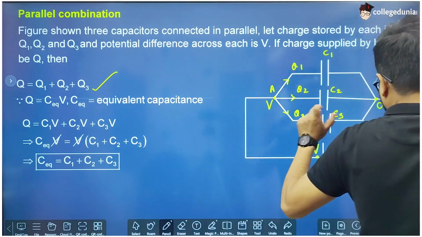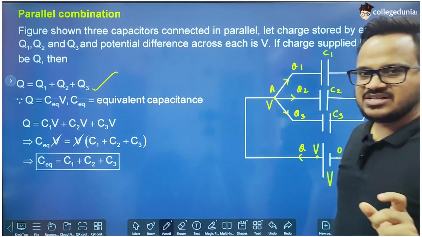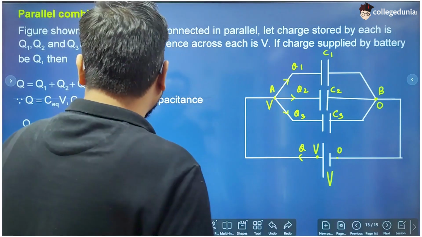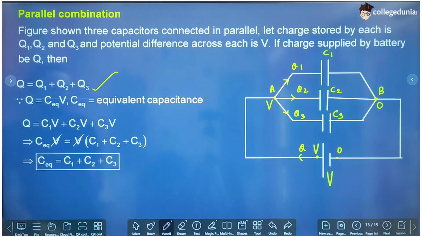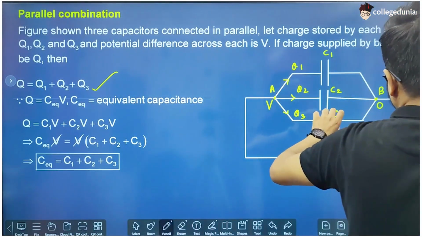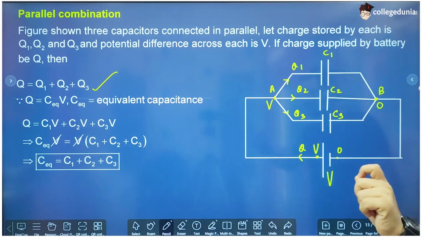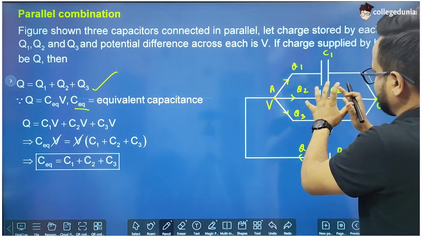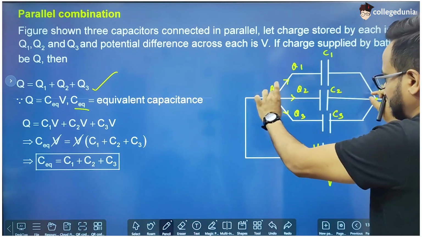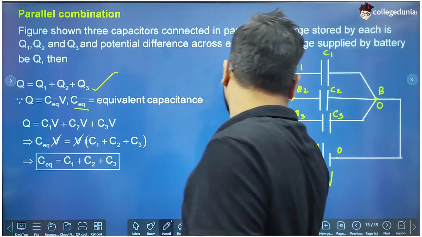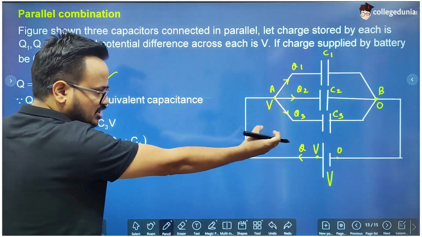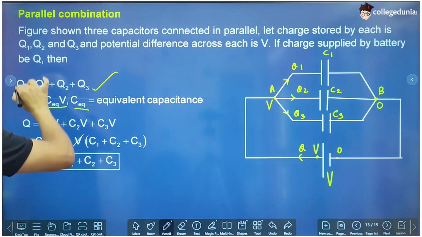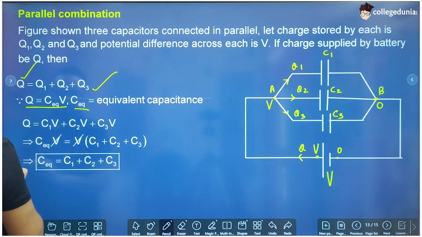Now in series, the charge was the same on every capacitor, and in parallel the potential difference between the plates of every capacitor is the same. So if there was a single capacitor in place of these three capacitors and the capacity of that is C equivalent, the potential difference between the plates of that single capacitor is V, and the charge stored by that capacitor is Q, because the combination is extracting this charge Q from the battery. So Q is C equivalent into V.